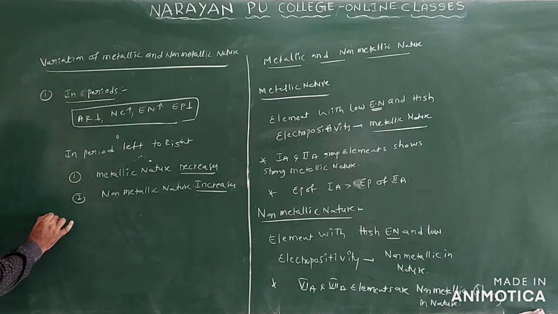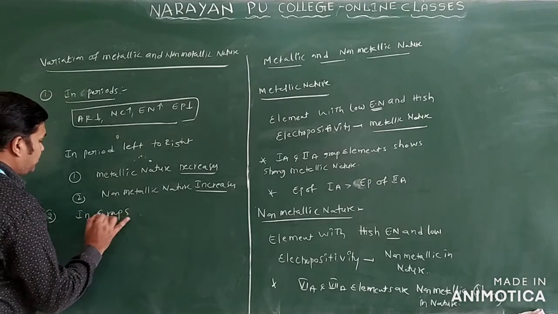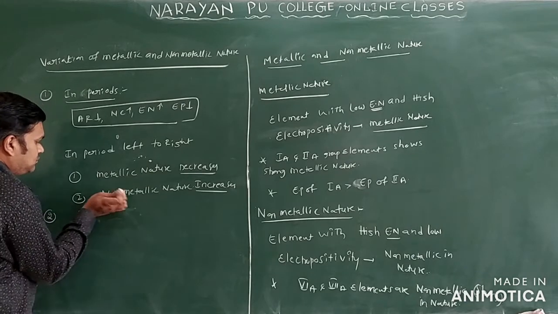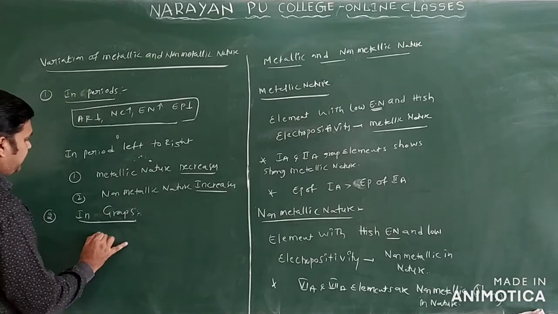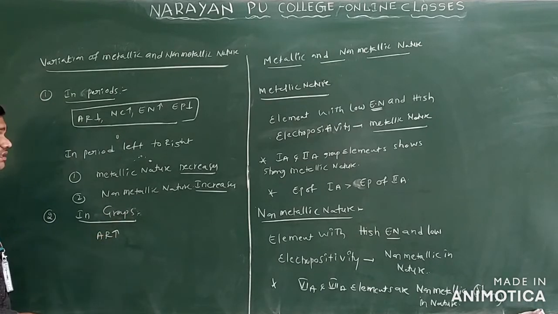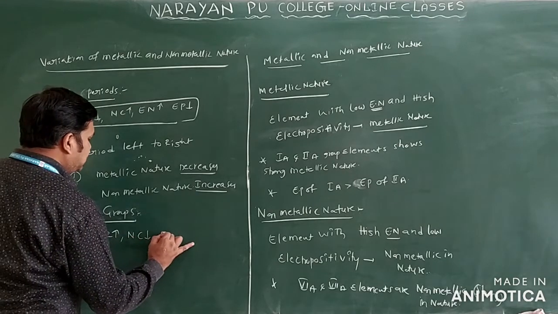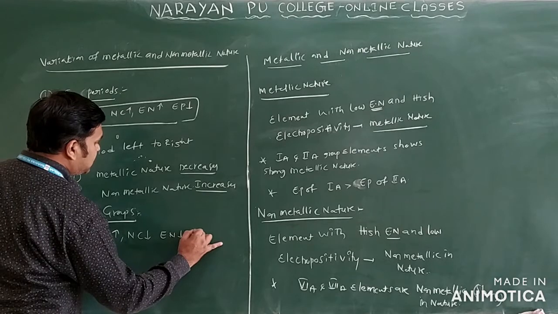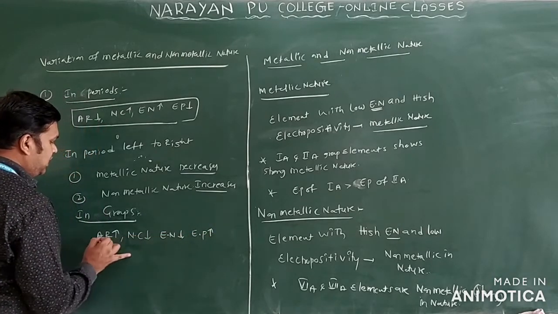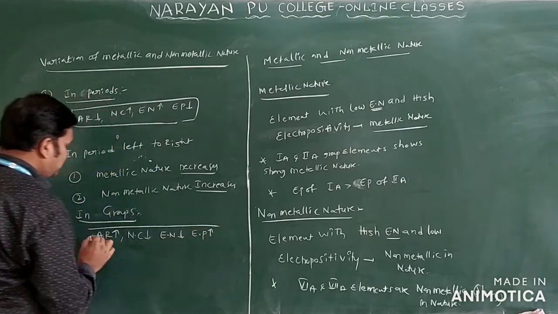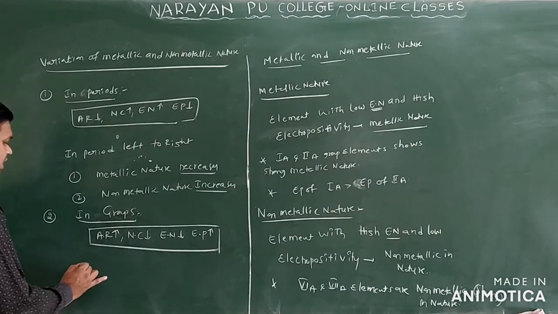Now come to groups. In groups, what are the properties we have? Along the group, atomic radius increases, nuclear charge decreases, electronegativity decreases, electropositivity increases. So these are the variations you can observe in groups.